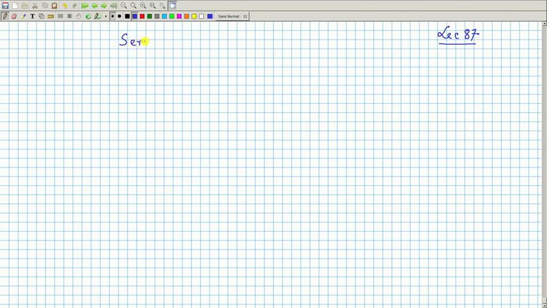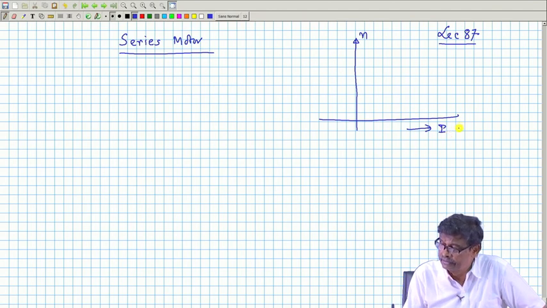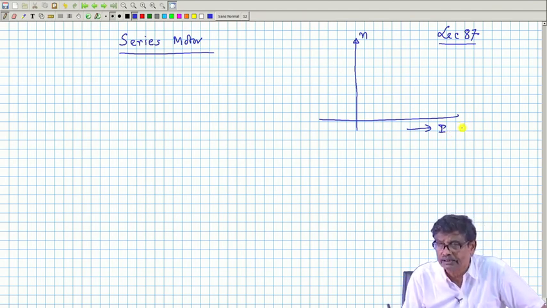We were discussing the series motor. So, the basic characteristics of the series motor, we have seen one of the characteristics is speed versus current, and this current is proportional to root over T.